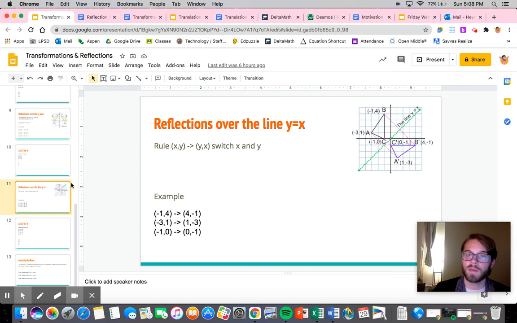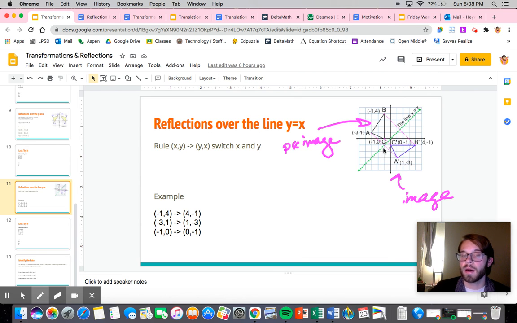One last one, over the line y equals x. So now, again, we have our image and our pre-image. Ooh, here's my pre-image, sorry. Here's my image. So let's look. We start at negative 3, 1, and my point is 1, negative 3. Negative 1, 4, 4, negative 1. Negative 1, 0, 0, negative 1.